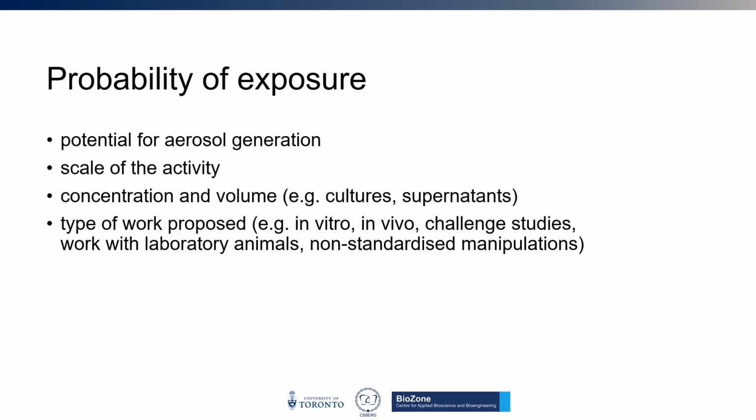And with regards to the probability of exposure, which again is that second branch of our risk assessment tree, it's about talking about the potential for aerosol generation. Can it be carried by air? The scale of the activity. Are we talking about releasing something into the environment at a few mils, or are we talking about huge containers, like liters of culture of your recombinant organism?